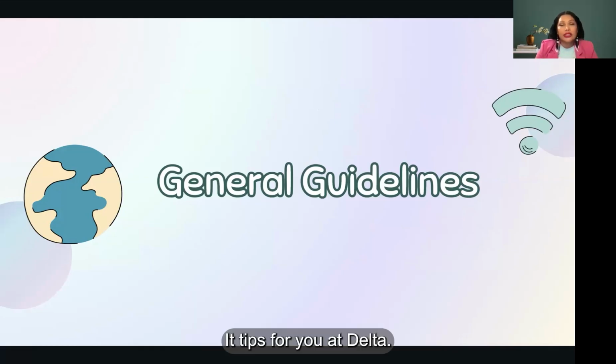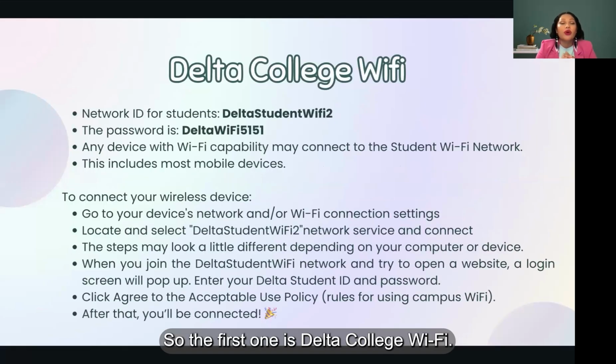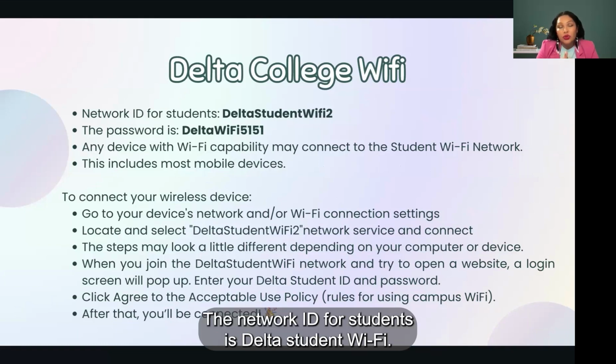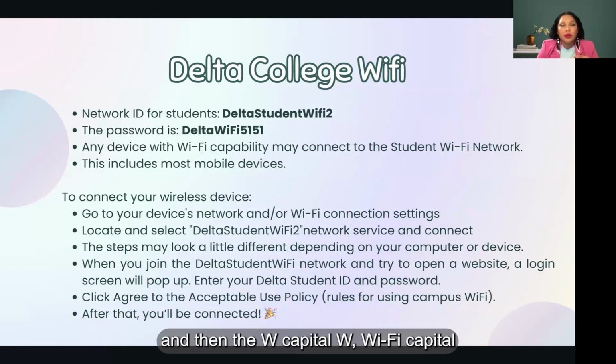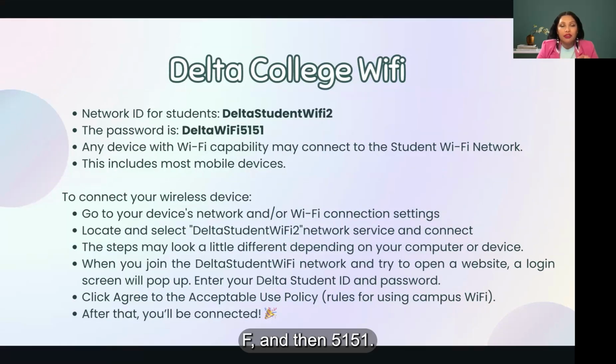All right. Next, let's go into some general guidelines that are going to be general, helpful digital media IT tips for you at Delta. All right, so the first one is Delta College Wi-Fi. The network ID for students is DeltaStudentWiFi 2. The password is right here, Delta with a capital D, and then the W, capital W, Wi-Fi, capital F, and then 5151.